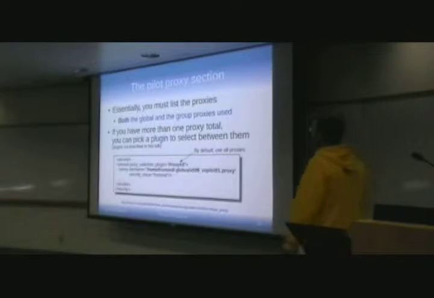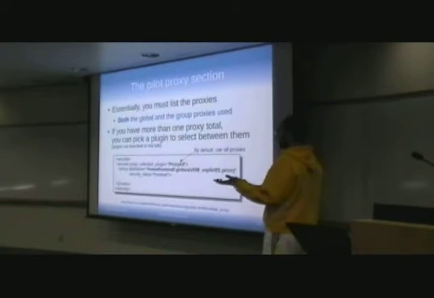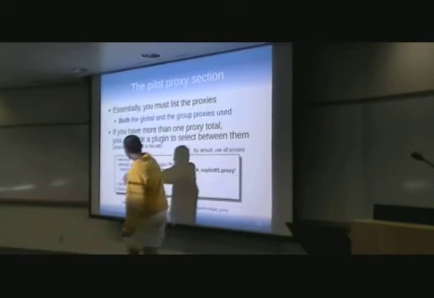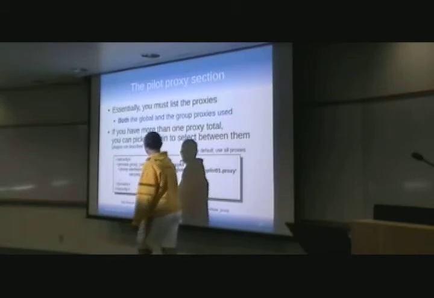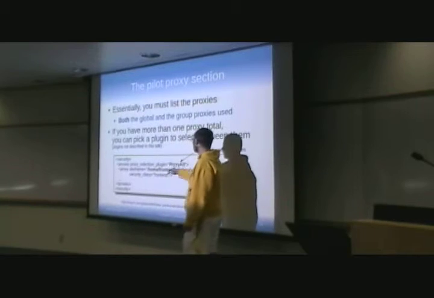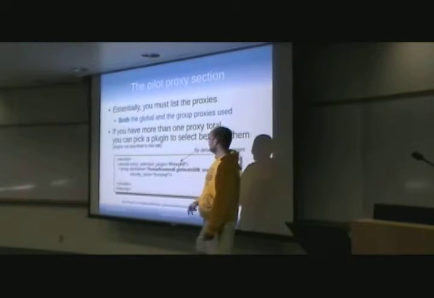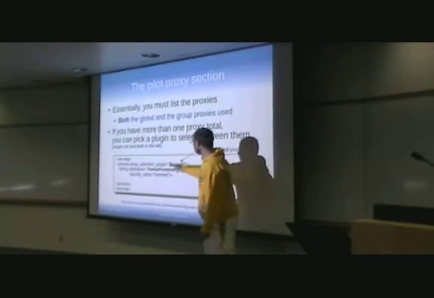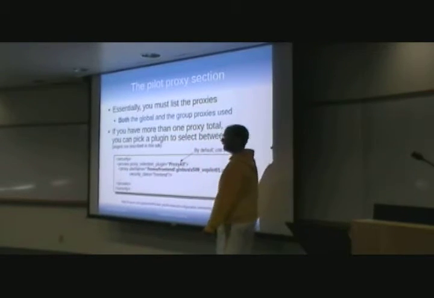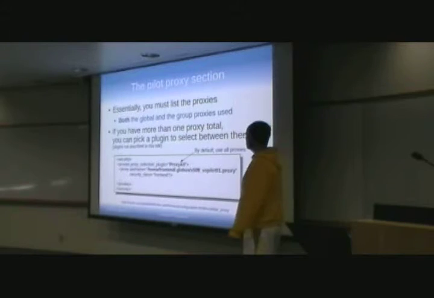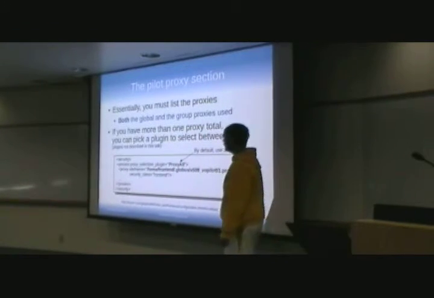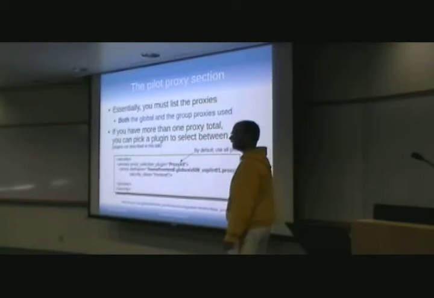So, the pilot proxy section is essentially a list of proxies. It's enclosed in the security section, and then you have proxies. You specify the proxy selection plugin. We mentioned it yesterday, and by default, you would probably use proxy all. And then one line for each private proxy you use, together with the security class if you have one. That will be the default.